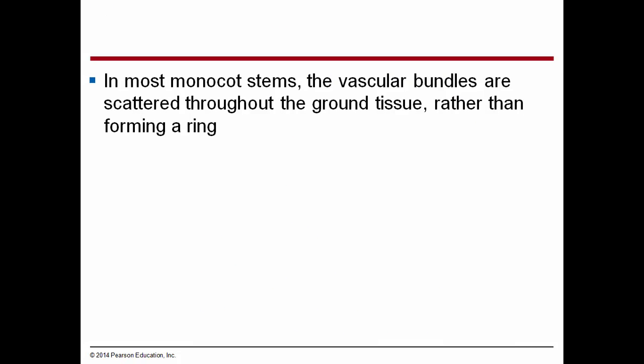In most monocot stems, the vascular bundles are scattered throughout the ground tissue rather than forming a ring. So monocots are organized differently than eudicots. When you see a highly organized stem cut across, you can tell that that's a eudicot. In monocot stems, vascular bundles are scattered throughout the ground tissue. When we looked at some of these differences between eudicots and monocots, the models they use are mostly eudicots, and they have much more structured vascular bundles.